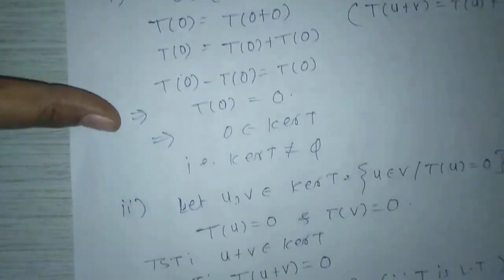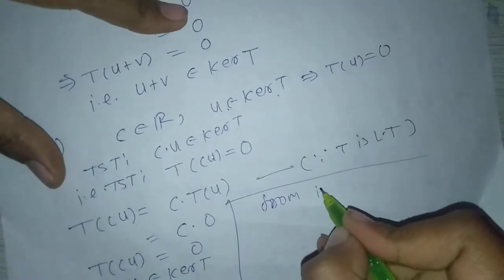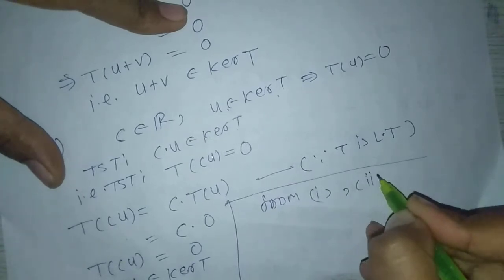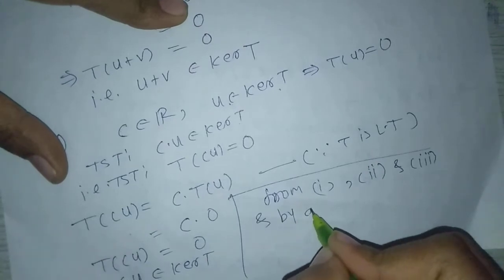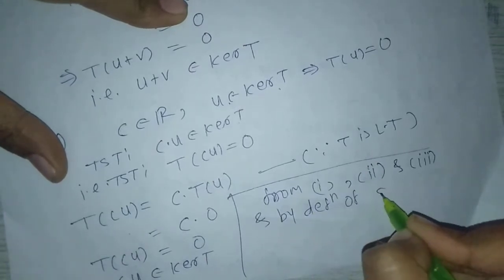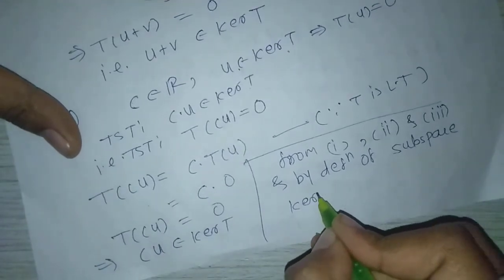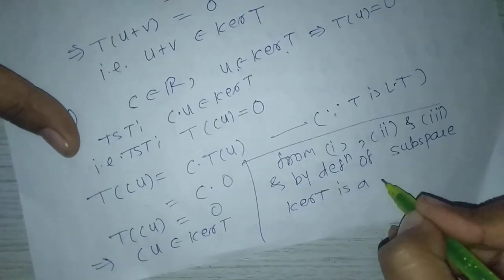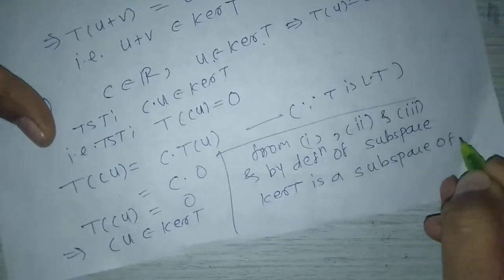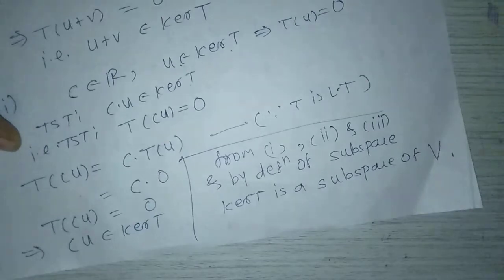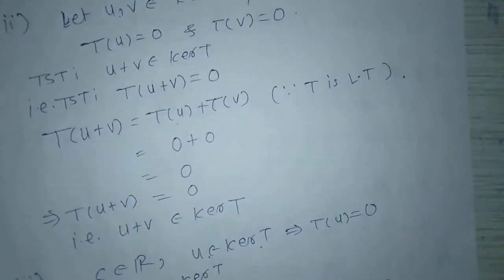Now from 1, 2 and 3, and by the definition of subspace, kernel of T is a subspace of V. Next, range of T.